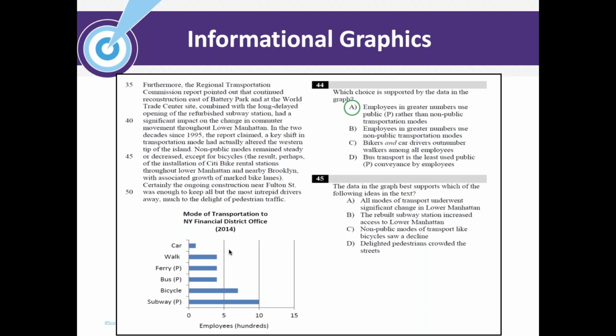Now for question 45, of course, if you were taking this on the real PSAT, you would have already finished this essay, so you'd have a better idea of what the main idea would be. But for this one, I'm going to select answer choice B, the rebuilt subway station increased access to lower Manhattan. If I go back and look in my text here, they start talking about significant, right around line 40, significant impact on the change in commuter movement throughout lower Manhattan. And then I could see how the subway was the preferred mode of transportation to the financial district office.